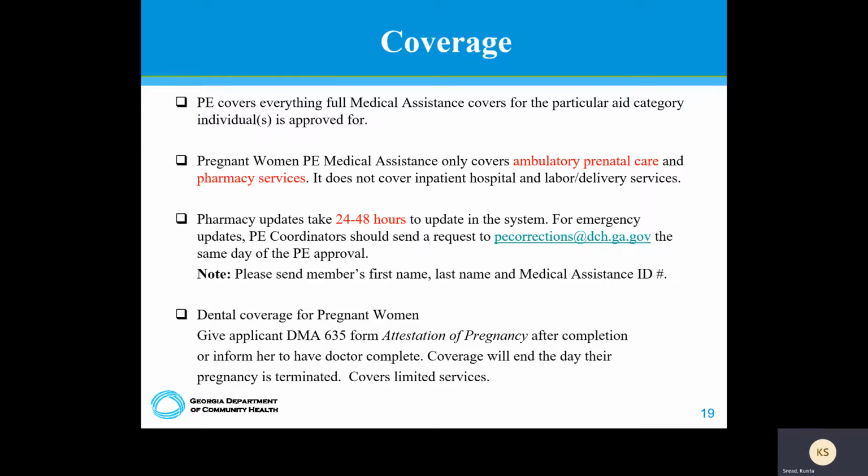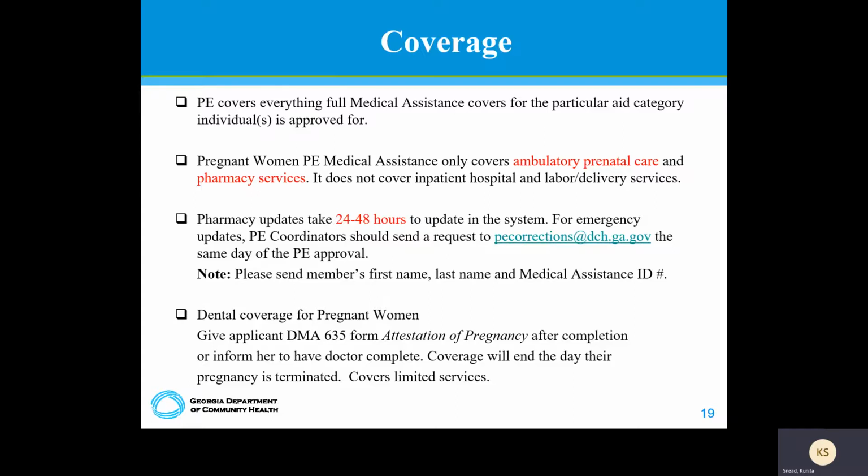So what does PE cover? Presumptive eligibility covers everything that the full aid category would cover. For instance, if someone was approved for parent caretaker, everything they would receive on full Medicaid, they're going to receive on the presumptive for that particular aid category. The only difference is for our pregnant women. PE is only going to cover their prenatal care and their pharmacy services. It doesn't pay for inpatient hospital or labor and delivery services for pregnant women. Okay, so just note that part of it.